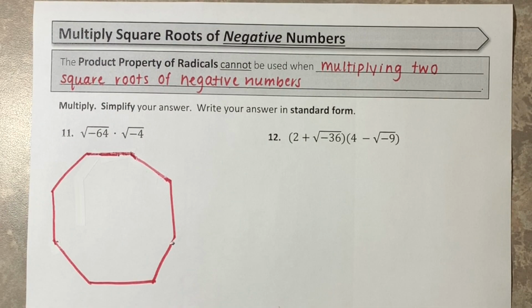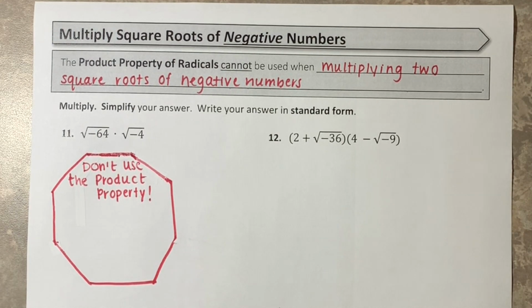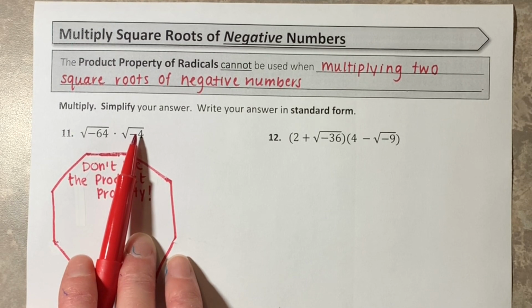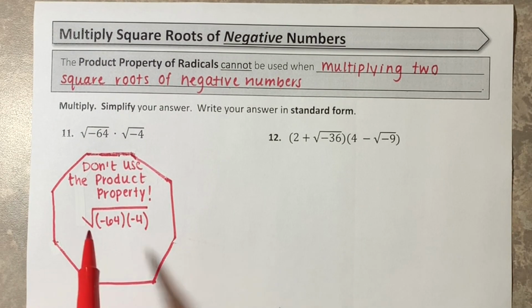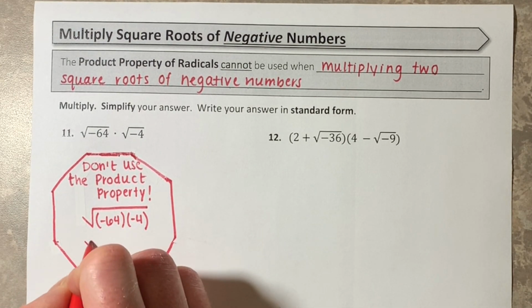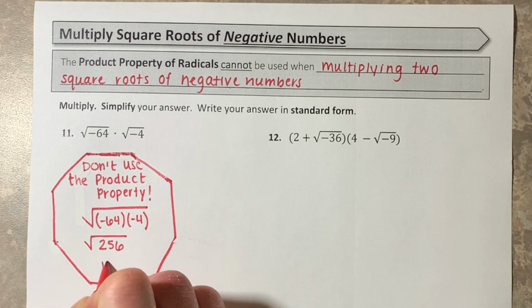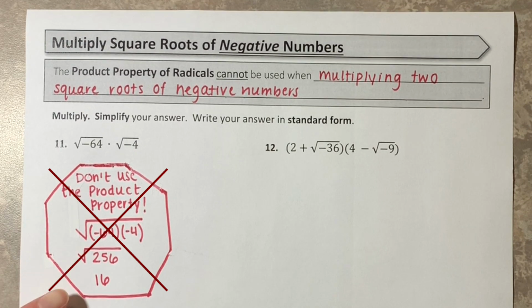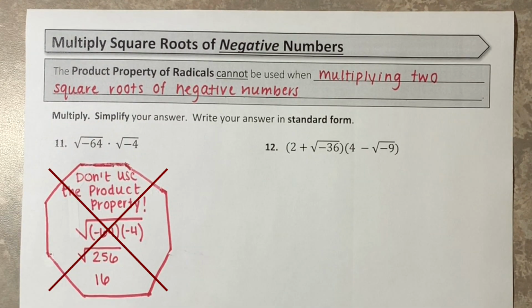So I did the best drawing of a stop sign that I could do here because I want to illustrate the wrong way to solve this. Don't use the product property. The product property says when you're multiplying square roots to combine that multiplication underneath one square root symbol, like this. If we did this, negative 64 times negative 4 gives us a positive 256, and the square root of 256 gives us 16. This is not the correct answer. The product property of radicals will not give you the correct answer when you're multiplying the square root of a negative number times the square root of a negative number.